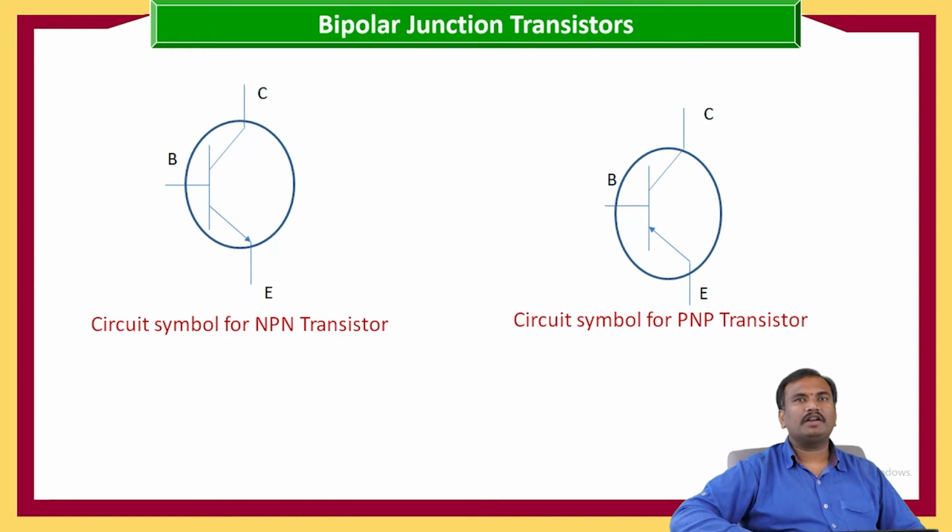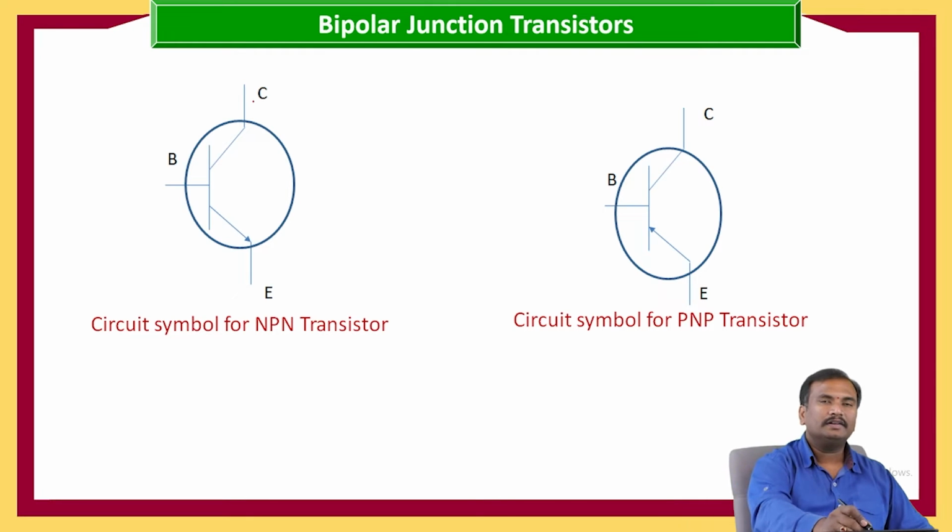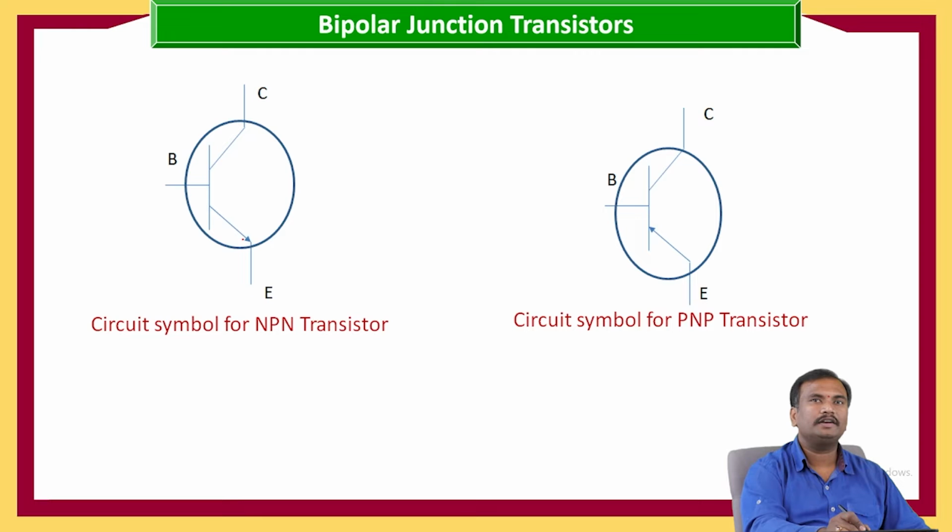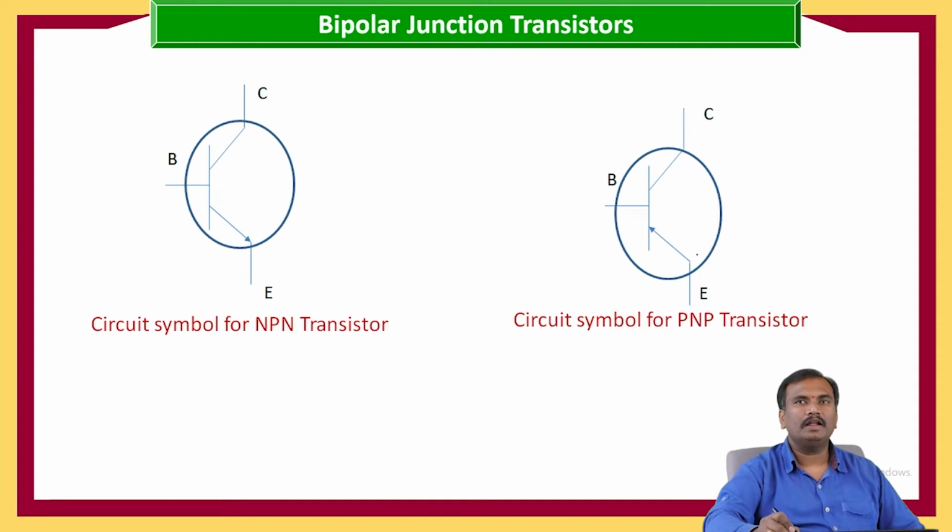And this is the circuit symbol of transistors. Here this is the collector, and this is the base, this is the emitter, and here it shows in NPN transistor the current direction is towards the emitter. This shows that this is a NPN transistor. If we are having circuit symbol with current direction from the emitter, then that is a PNP transistor.